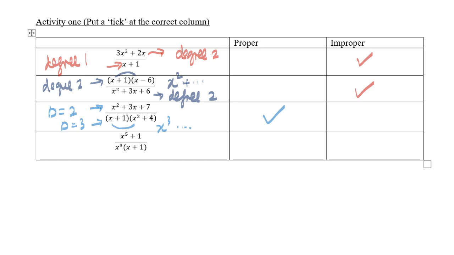Let's look at the last example. Based on the same reasoning that we have done for the first 3 examples, we can clearly see that this is an improper fraction, because the degree of your numerator is 5 and the degree of your denominator is 4. So this is an improper fraction.